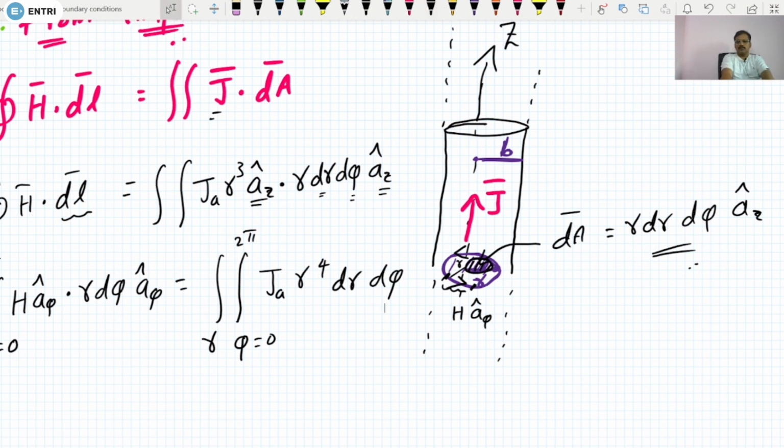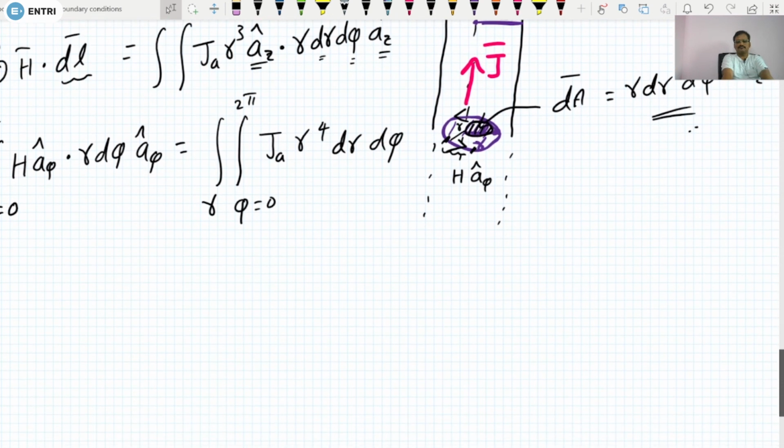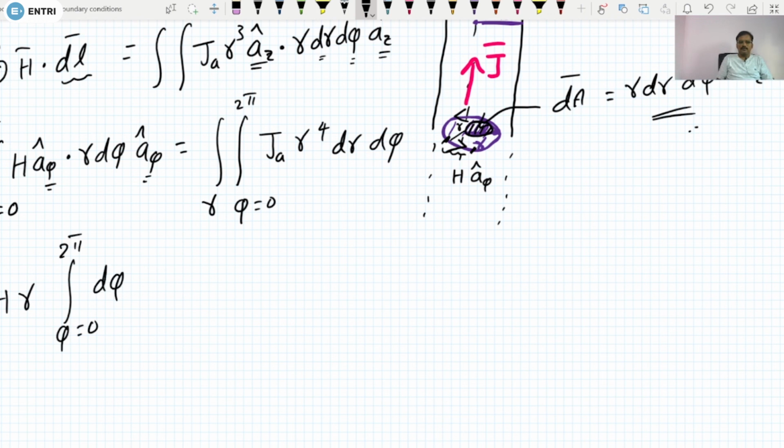So now it is simple integration on both sides. If you do this, you are going to get the H field intensity inside the cylindrical wire. So what you are going to get here? A phi cap dot A phi cap is 1. So you are going to get integral H into R into d phi. So H is constant, R is constant. You can take it outside the integration. So you are going to have H into R into integral phi equal to 0 to 2 pi of d phi.